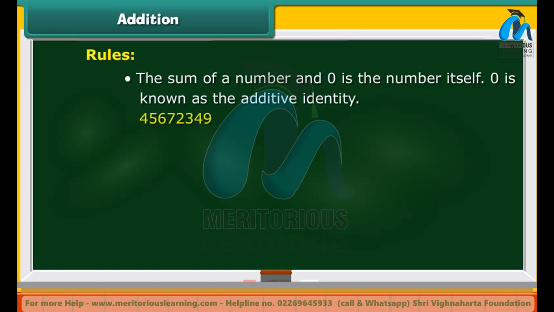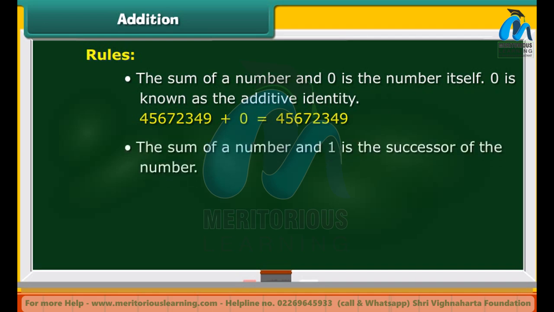45672349 plus 0 is equal to 45672349. The sum of a number and 1 is the successor of the number. 67421908 plus 1 is equal to 67421909.